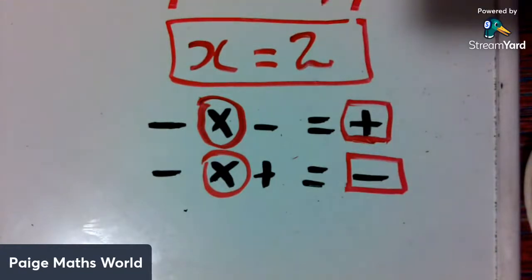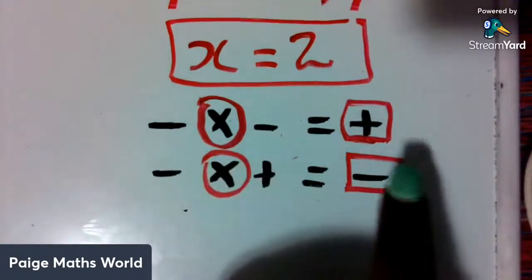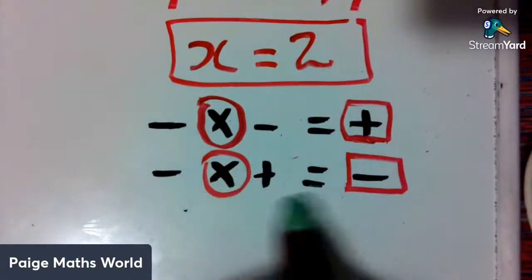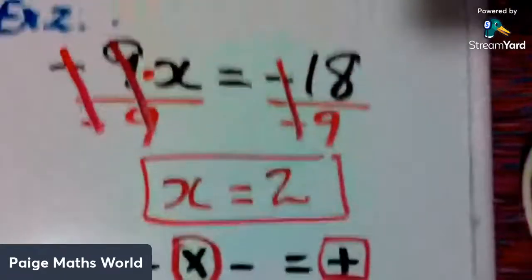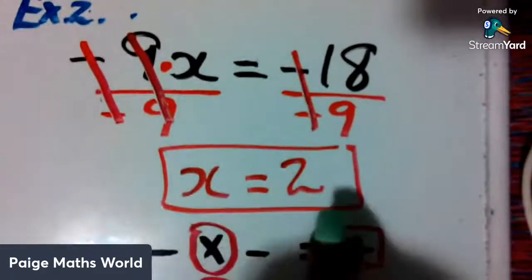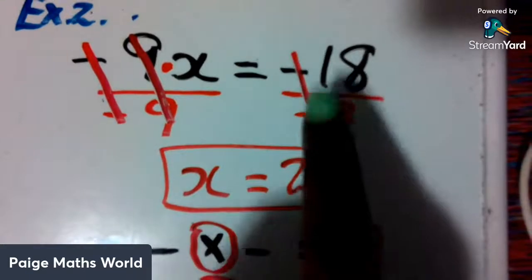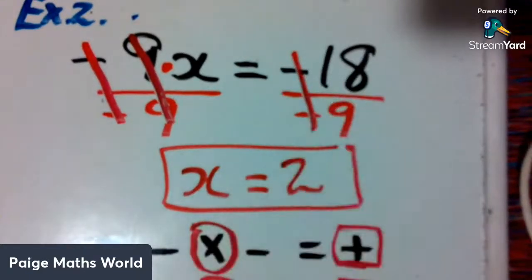Thank you, Sushi. So again, we have to remember that negative times a negative is positive. Negative times positive is equal to negative. This is why the answer for this particular problem is positive, because we had the same signs, and same signs will give us a positive answer. All right.